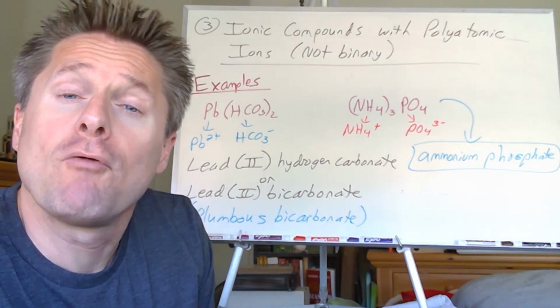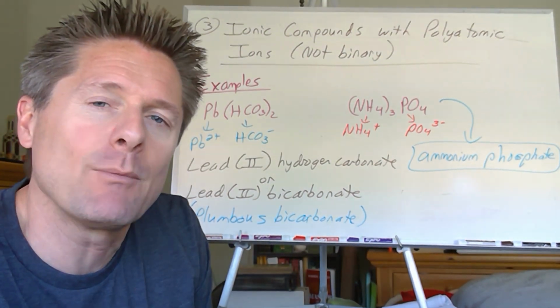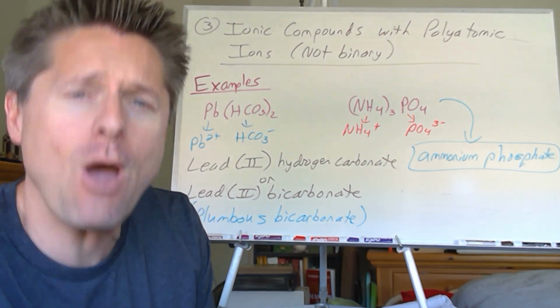In the next one, we'll do covalent compounds, which a lot of other people think is the easiest one. I think it's type 1 ionic compounds. And we'll look at the dreaded acids. No!